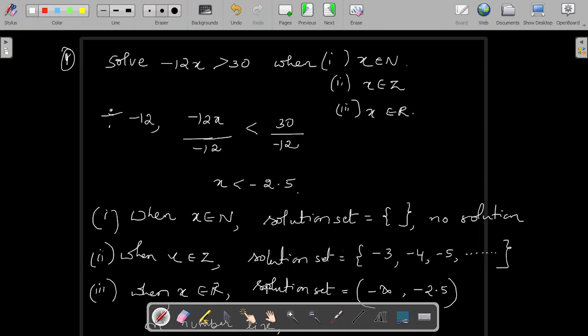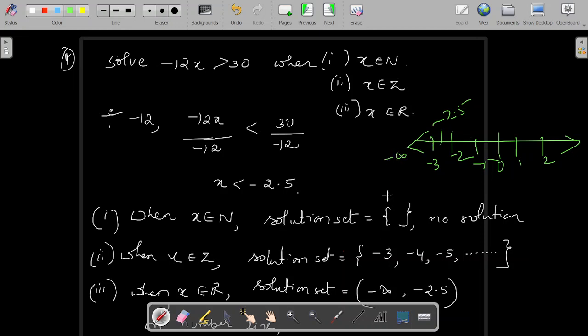When x is a real number, in that case we can't list real numbers in roster form, so we have to go with the interval form. You know how the number line looks. The number line is like this: 0, minus 1, minus 2 and here 1, 2 and so on. So here it is minus 3, here comes minus 2.5. Something less than minus 2.5 means starting from minus infinity till minus 2.5.